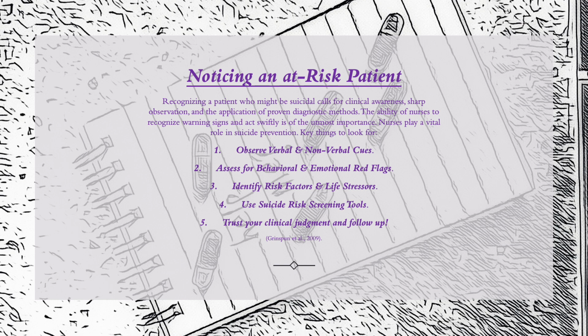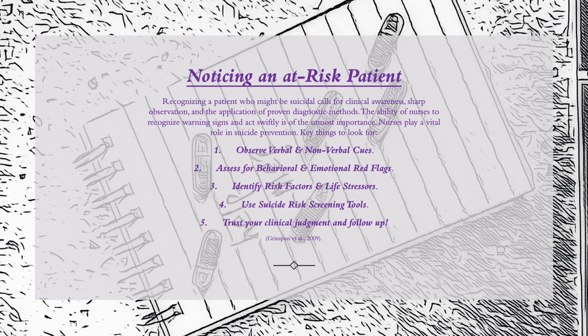Observe their verbal and nonverbal communications, like statements, expressions of hopelessness and worthlessness, feeling trapped, withdrawal from friends or family, people that they care about. Assess for their behavioral and emotional red flags, like their previous suicide attempts, any substance use, giving away anything that they care about, risky and reckless behavior, and sudden changes in their mood or behavior. Also look for cutting, because sometimes that also leads to suicide attempts.